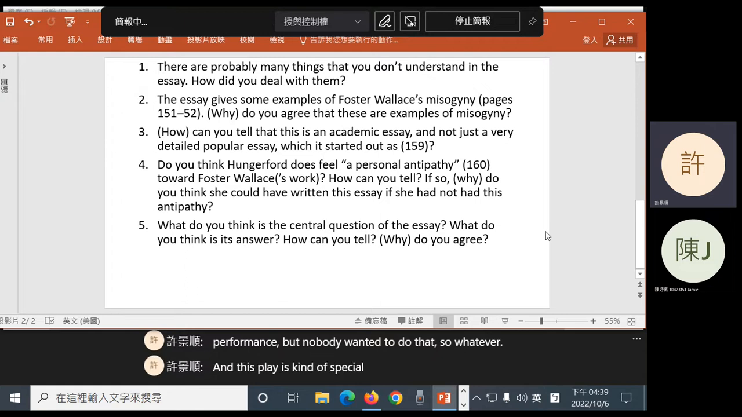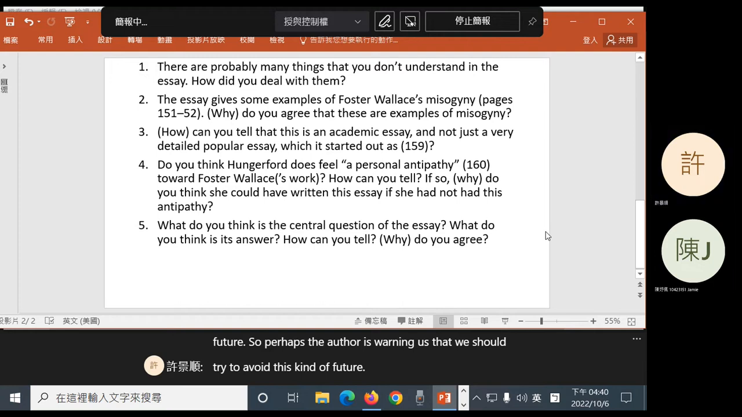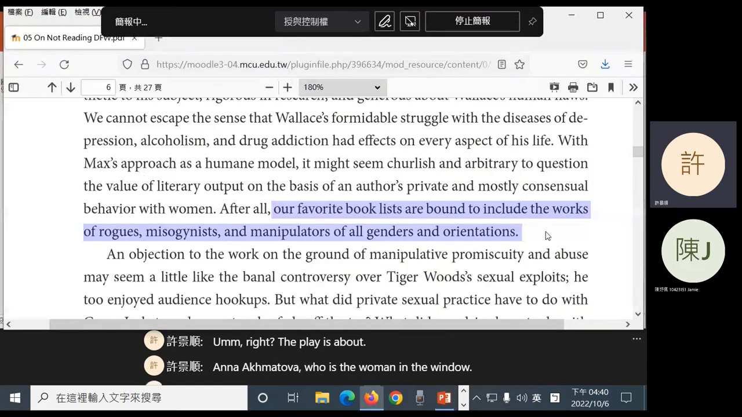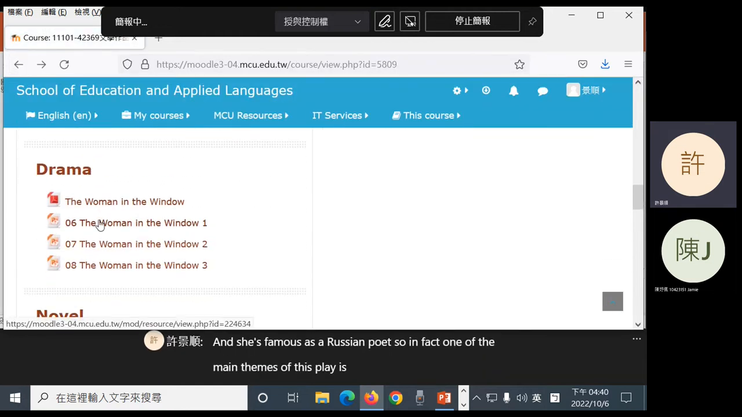This play is kind of special because it is a historical play, but it's also a science fiction play at the same time. There are two settings, right? One is in the 1950s, the other is in a future. Usually in English, we say the future, but here it says a future. And you will discover that this is because it is not a good future. So perhaps the author is warning us that we should try to avoid this kind of future. Right, the play is about Anna Akhmatova, who is the woman in the window. And she's famous as a Russian poet. So in fact, one of the main themes of this play is the power of literature.